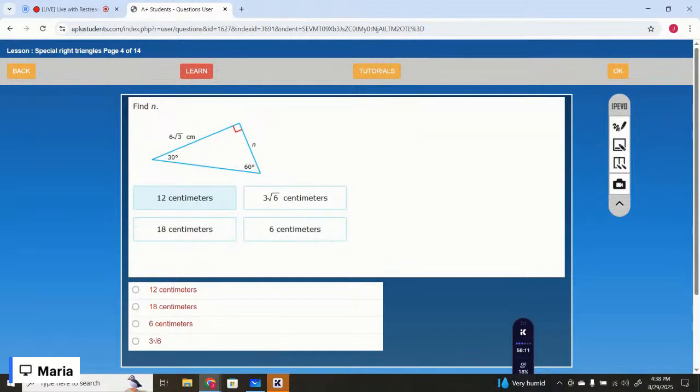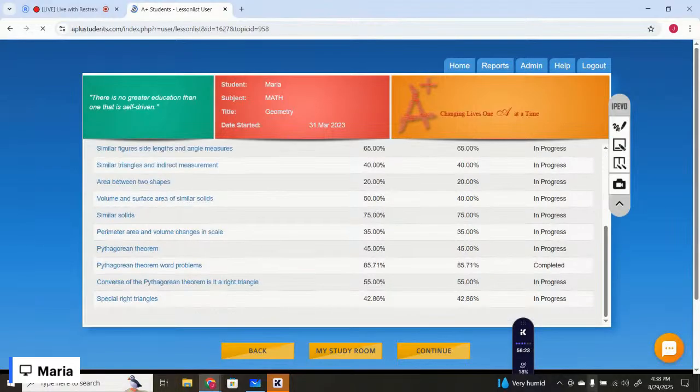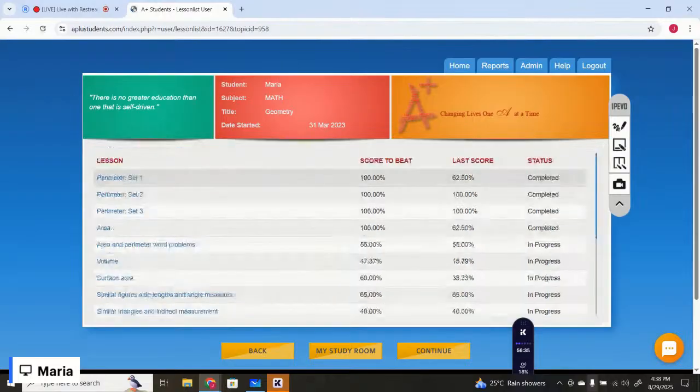So we were working on grade 9 math. The chapter we were working on is geometry. The lessons we have covered today are Pythagorean theorem word problems, converse of the Pythagorean theorem (is it a right triangle), and special right triangles. So please make sure you have your notebook and pencil so that you can note down the important examples and definitions as well.